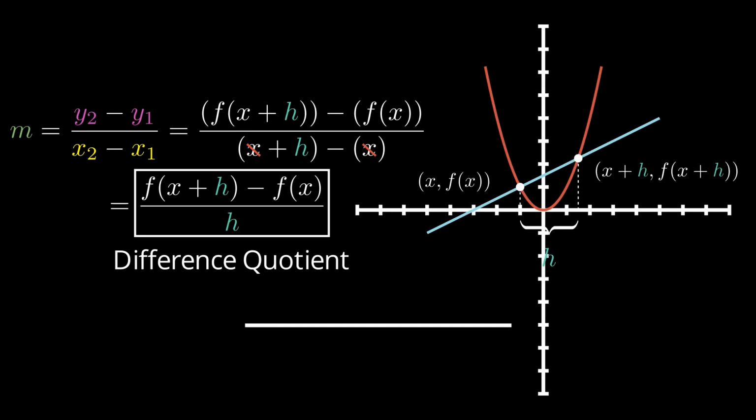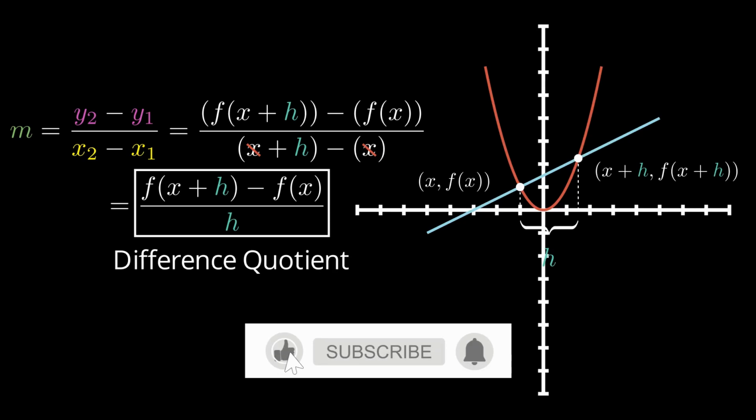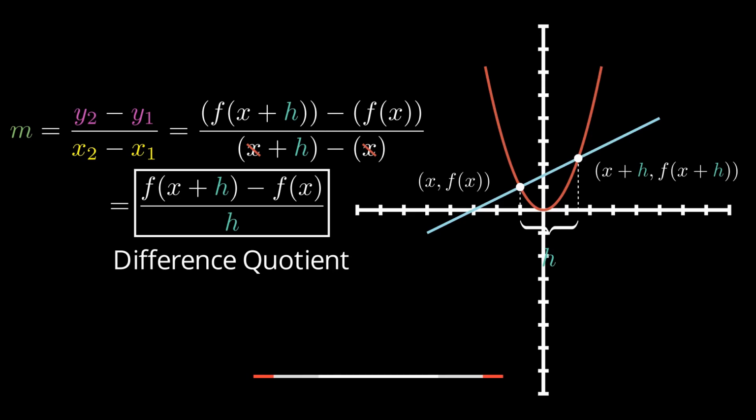But that pretty much wraps up this video, guys. That is where the difference quotient formula comes from. The difference quotient basically defines the slope of the secant line. But of course, you don't have to use this formula to find the slope of the secant line. You can use either or. You can use the normal slope formula, or you can use this fancy difference quotient.